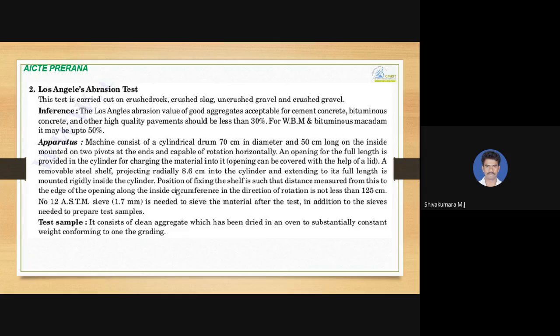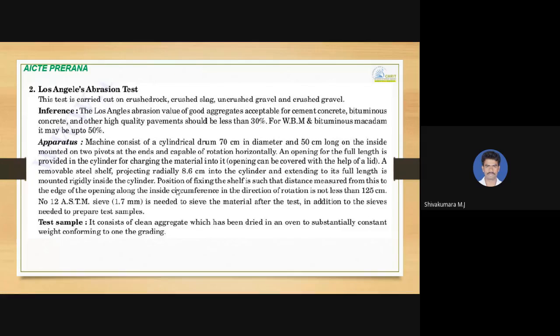The apparatus we use here is a Los Angeles abrasion testing apparatus with a drum, consisting of steel charges. A weighing balance is required, and then sieves of size 1.7 mm, and different sieve sizes based on the grade of aggregate which we are testing. These are all the apparatus which are required.